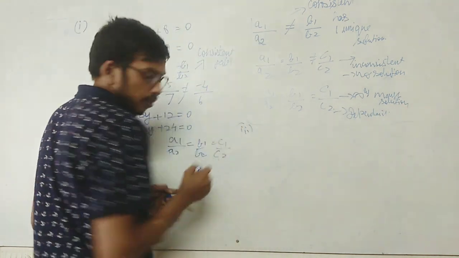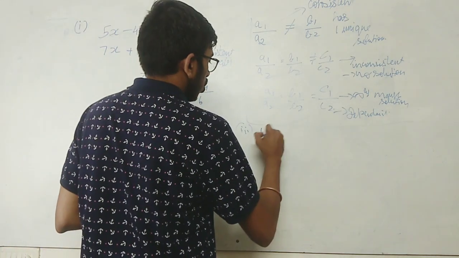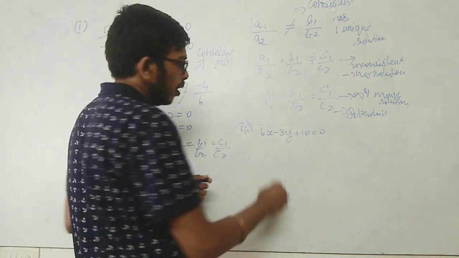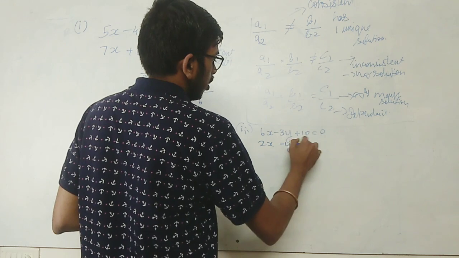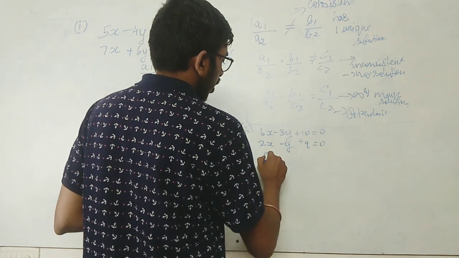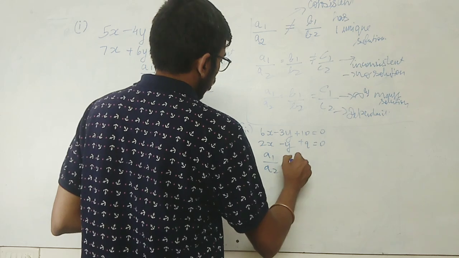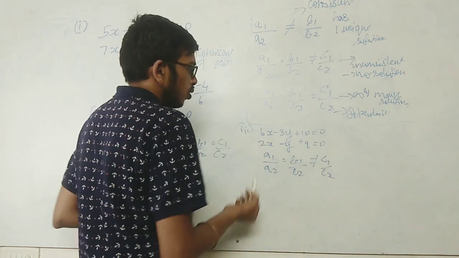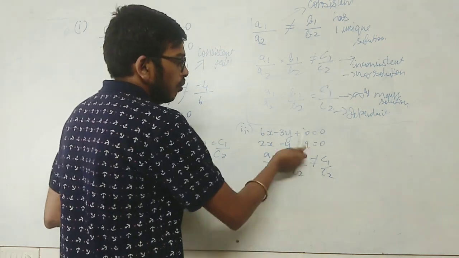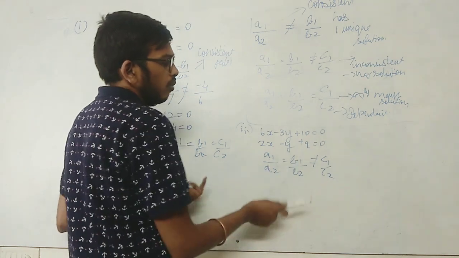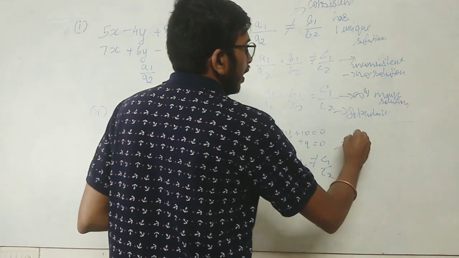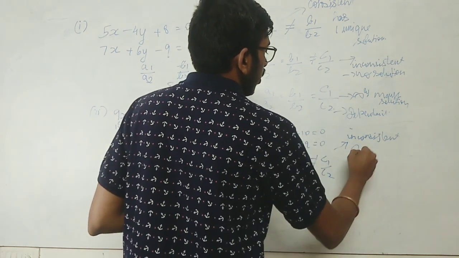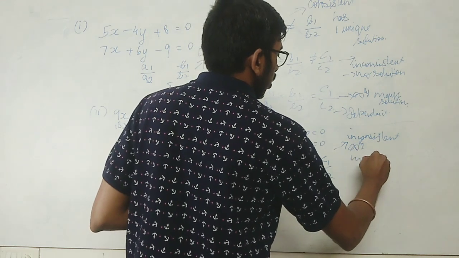Now let's go to the third one. The third subdivision says 6x minus 3y plus 10 is equal to 0 and 2x minus y plus 9 is equal to 0. Here a1 by a2 is equal to b1 by b2 but not equal to c1 by c2, because 6 by 2 is 3, minus 3 by minus 1 is 3, but c1 by c2, 10 by 9, is not 3, right? Therefore, these are inconsistent and have no solution.